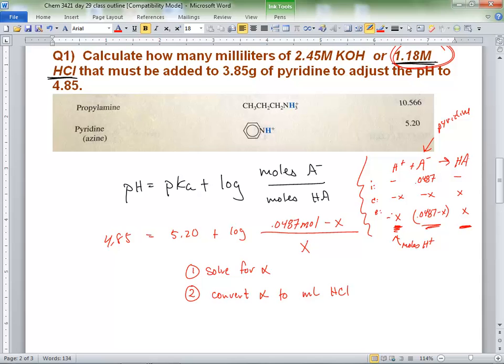Ka. 5.2 is the, yeah, in the table, I didn't scan the whole thing. It's pKa, is that table? Okay. Yeah, that table's pKa. Nope.